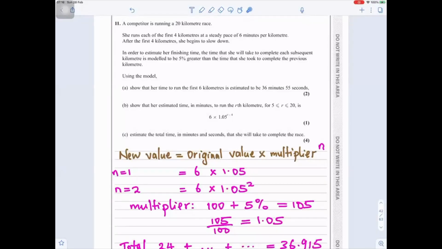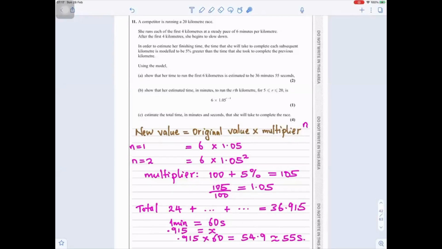Question number 11. A competitor is running a 20 kilometers race. Part A, show that her time to run the first 6 kilometers is estimated to be 36 minutes 55 seconds. So we can use this formula: new value is equal to original value times multiplier to the power n. So when n equals 1, you get 6 times 1.05. When n equals 2, 6 times 1.05 to the power 2.